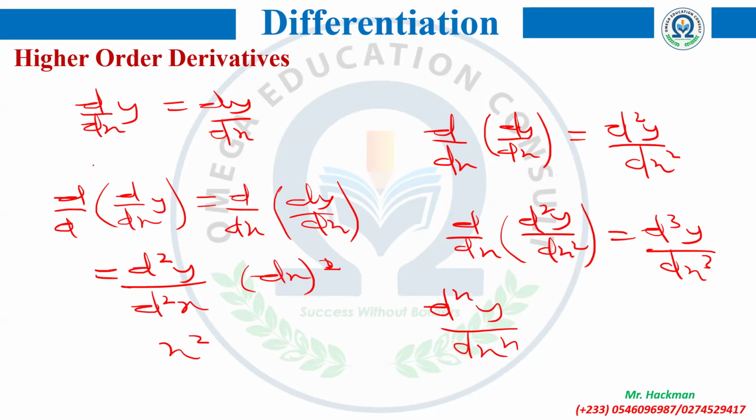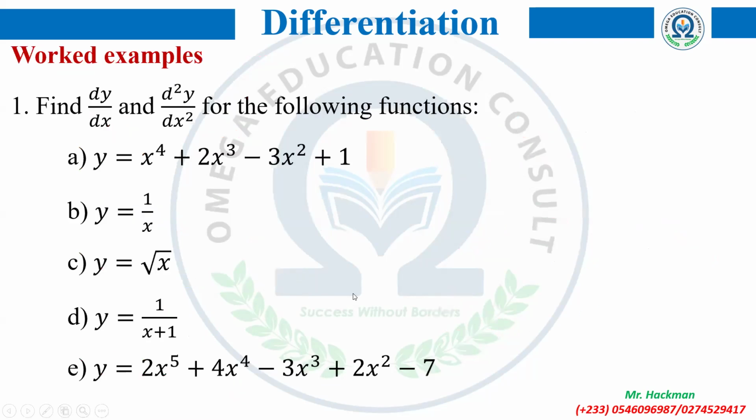So please take note, this is not the notation, and equally, it is not d squared y over dx, all squared. It is not either of these two. It is rather, the notation is this one. So take note. Now let's go and apply that to the questions that we have here.